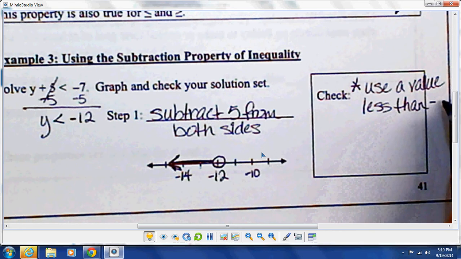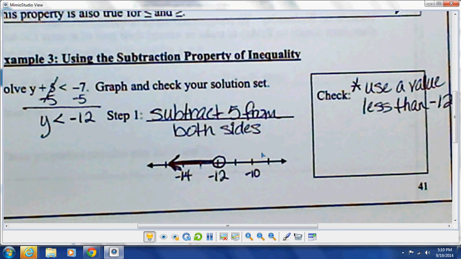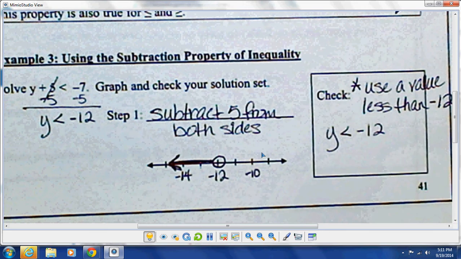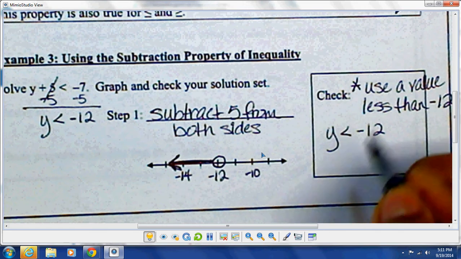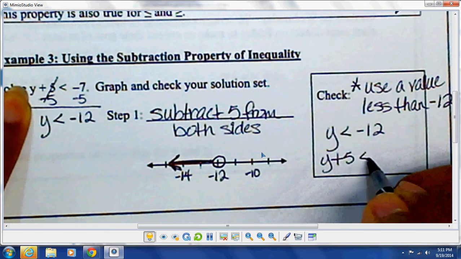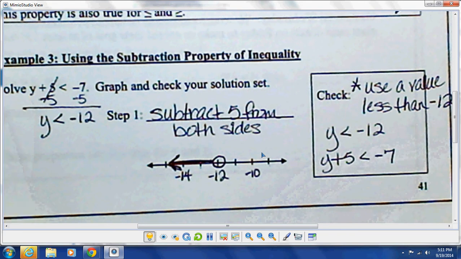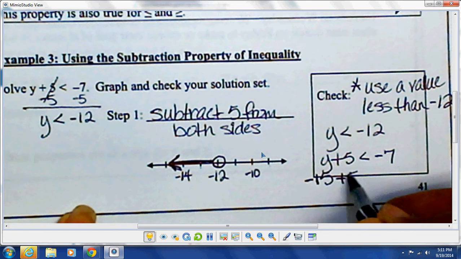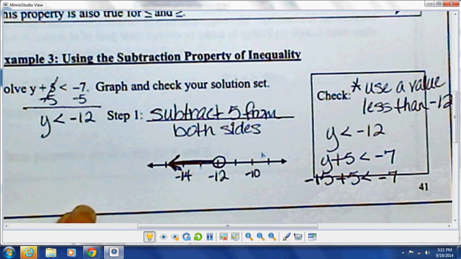So let's pick a value that's less than negative 12. It has to be like negative 13, negative 14, negative 15. So let's try negative 15. Since we started with y is less than negative 12, let's plug negative 15 into our inequality, which was y plus 5 is less than negative 7. So negative 15 plus 5 is less than negative 7. Negative 15 plus 5 is negative 10.